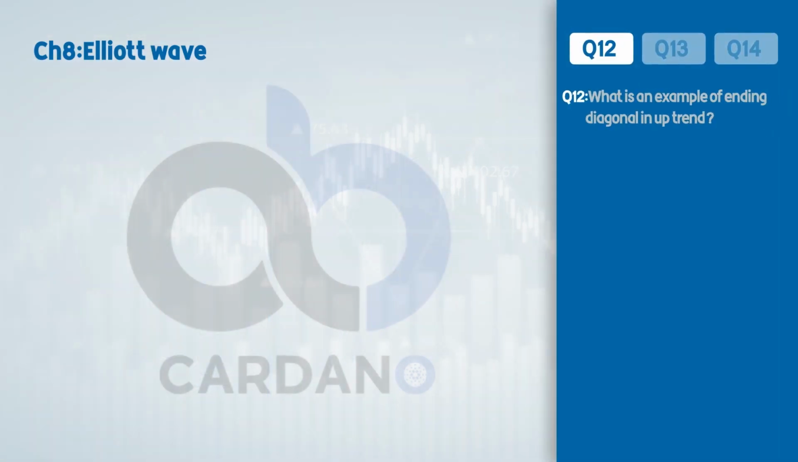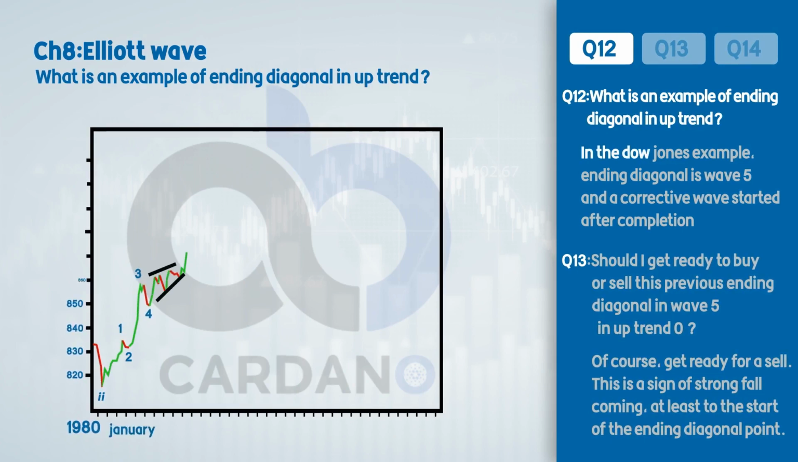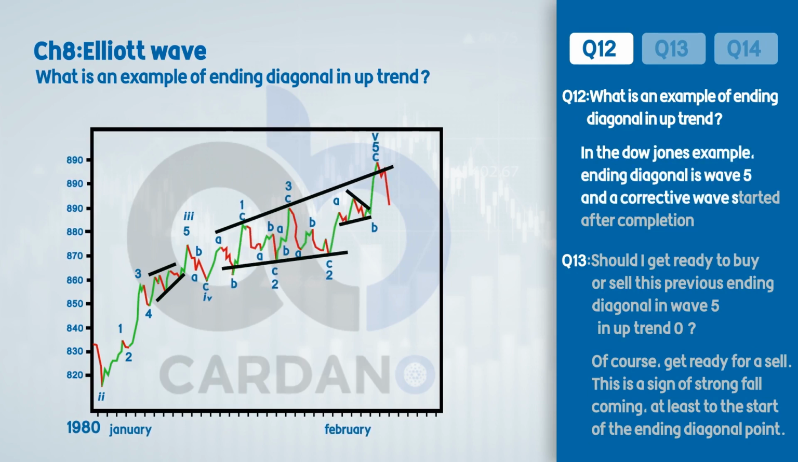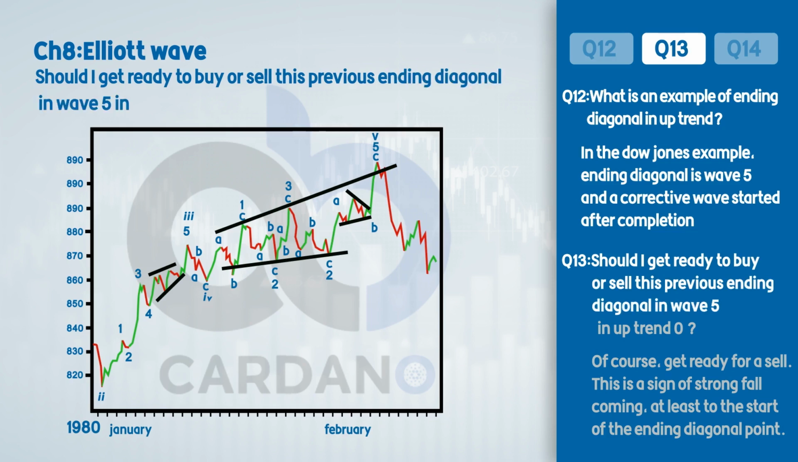Question number 12. What is an example of an ending diagonal in an uptrend? The answer is, in the Dow Jones example, the ending diagonal is wave 5 and a corrective wave started after completion. Question number 13. Should I get ready to buy or sell at this previous ending diagonal in wave 5 in an uptrend? The answer is, of course, get ready for a sell. This is a sign of a strong fall coming, at least to the start of the ending diagonal point.